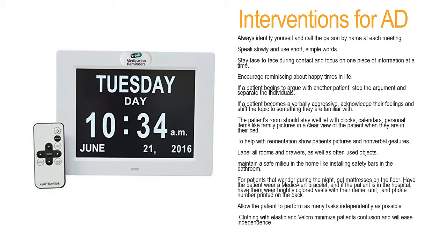These are interventions that nurses can use for Alzheimer's disease. Speak slowly and use short, simple words. Encourage reminiscing about happy times in life. In the patient's room, it needs to stay well lit with clocks, calendars, and personal items like family pictures that will remain in clear view of the patient while they are in bed. Label all rooms and drawers as well as often used objects. Allow the patient to perform as many tasks independently as possible.